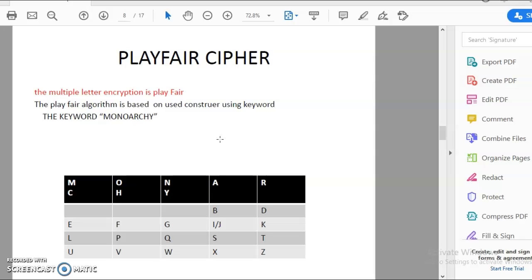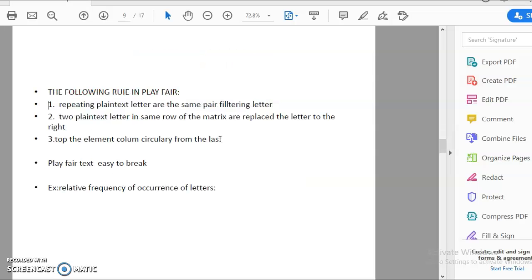Playfair cipher. In Playfair cipher, what we do is we create a table, and according to the table, we encrypt it. So these are the rules of Playfair cipher.